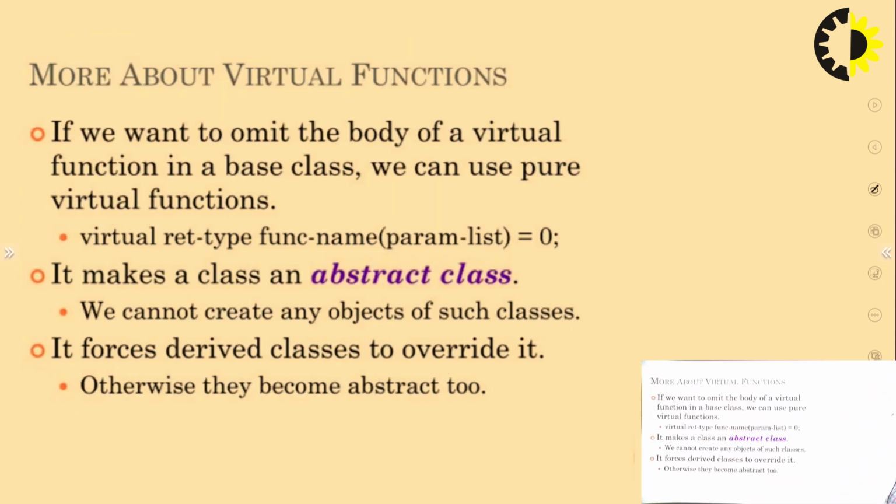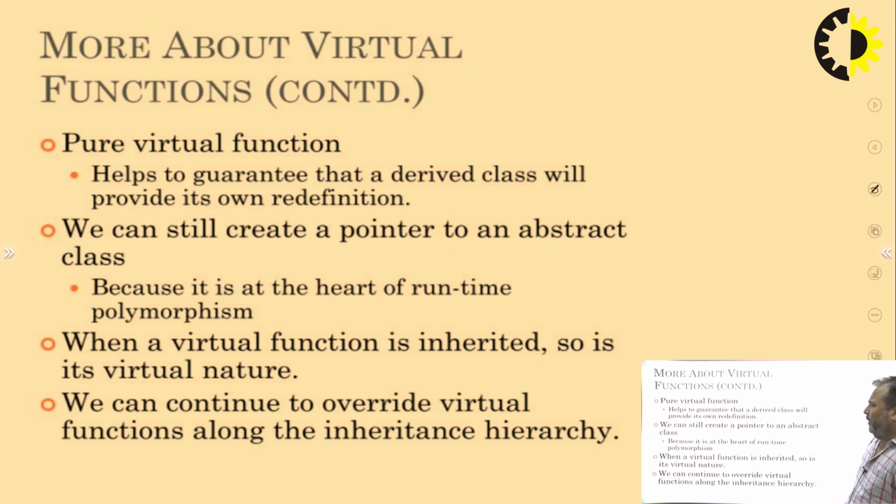If you want to omit the body of a virtual function in a base class, we can use pure virtual functions, right? Like here, by omitting the body we could write simply 0. So it makes the class an abstract class. We cannot create any object of such classes. It forces the derived class to override it, otherwise they become abstract too. So a pure virtual function helps to guarantee that a derived class will provide its own redefinition. We can still create a pointer to an abstract class. So when a virtual function is inherited, so is its virtual nature, and we can continue to override it.